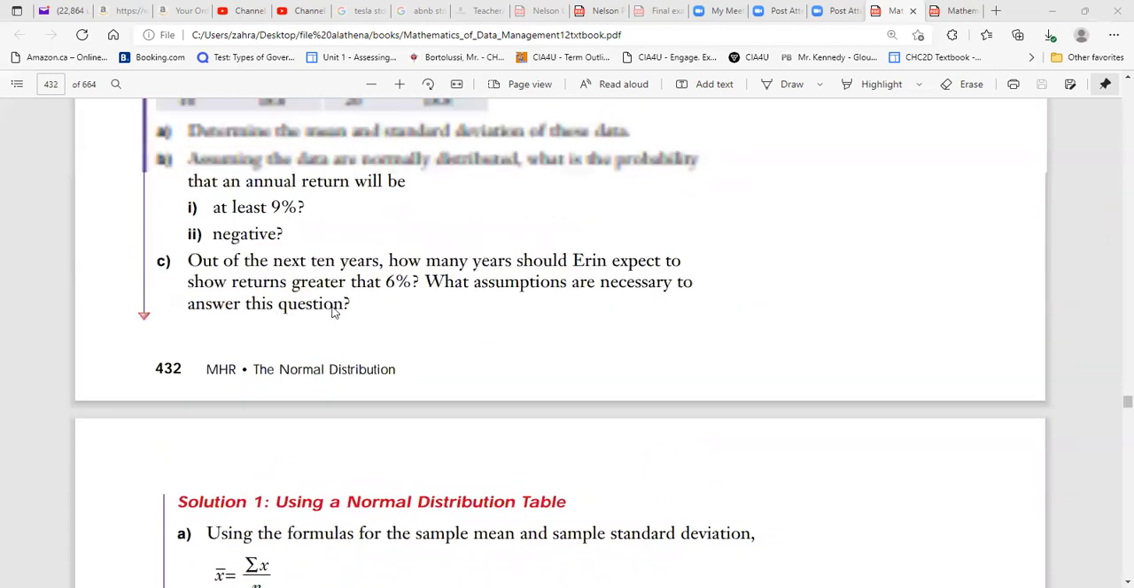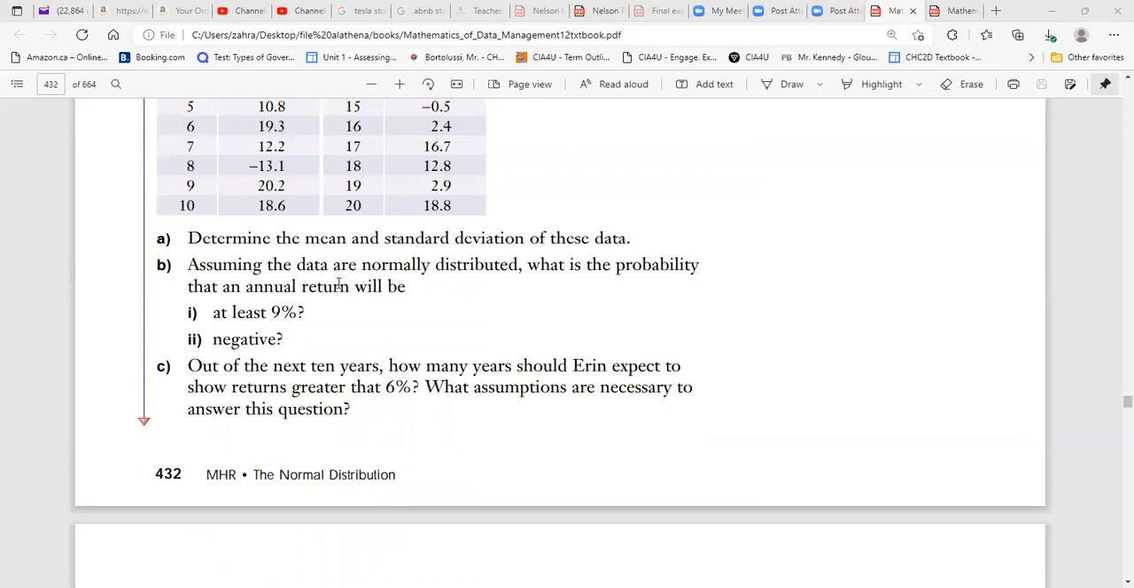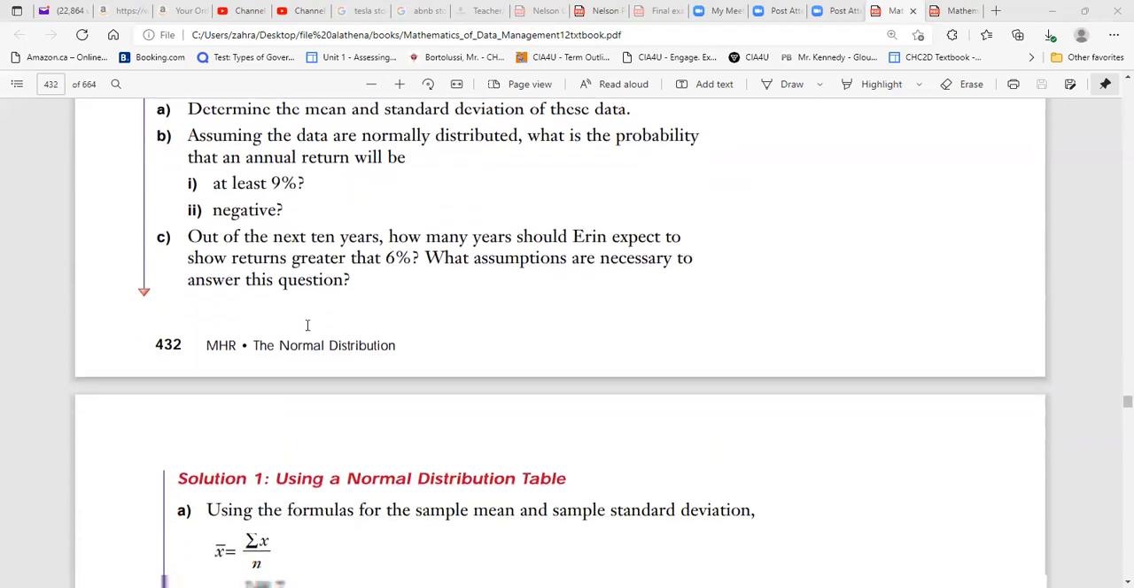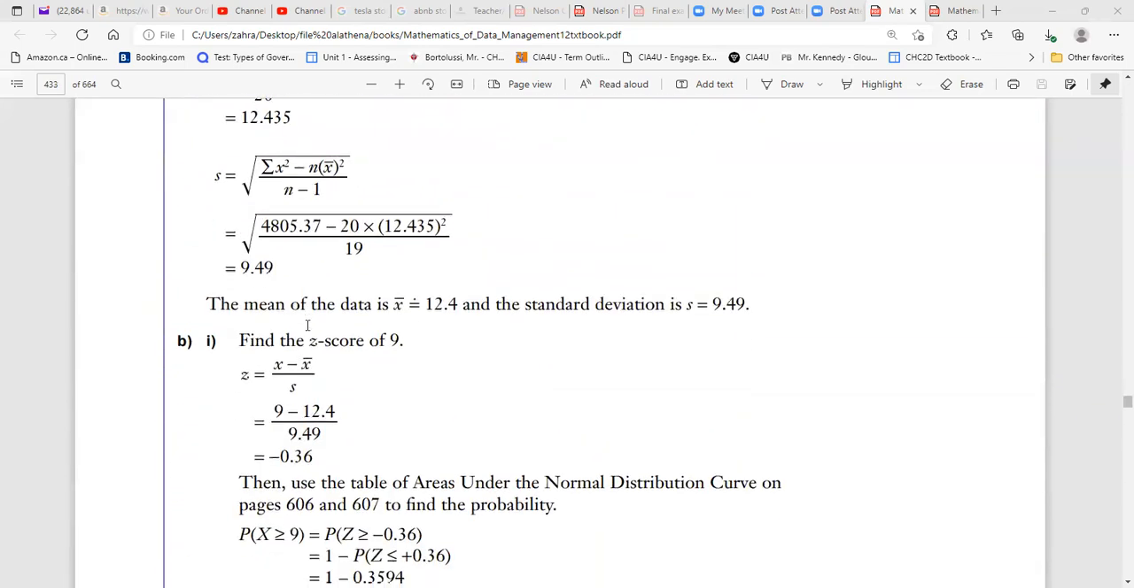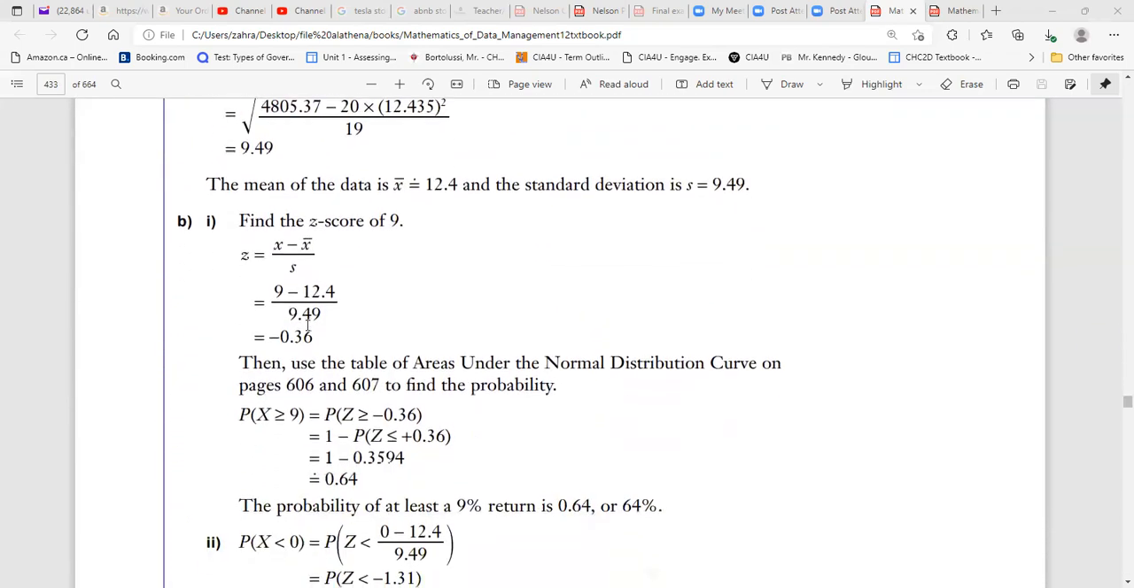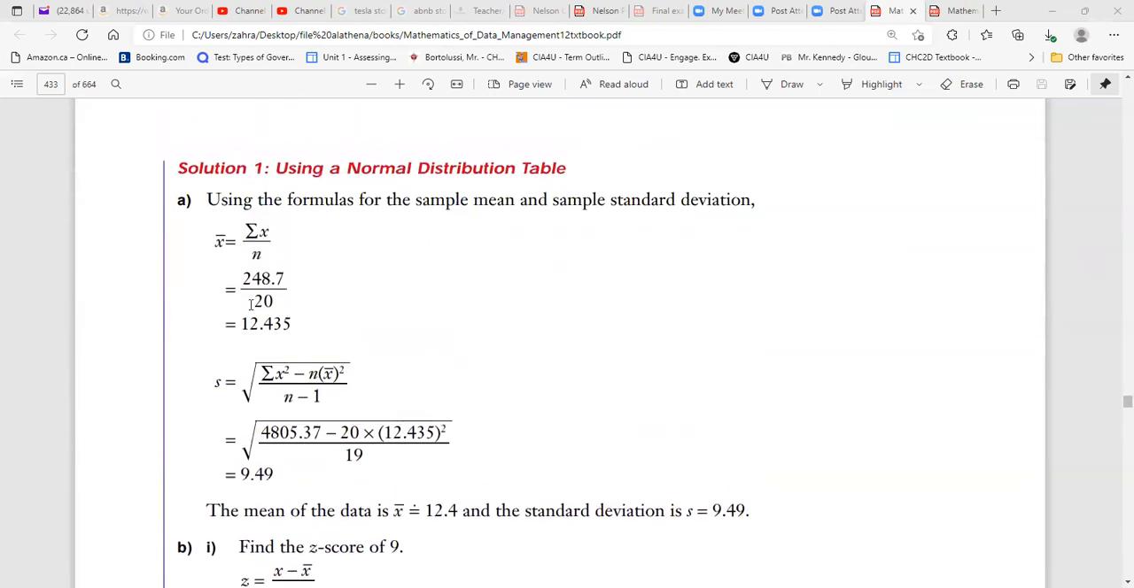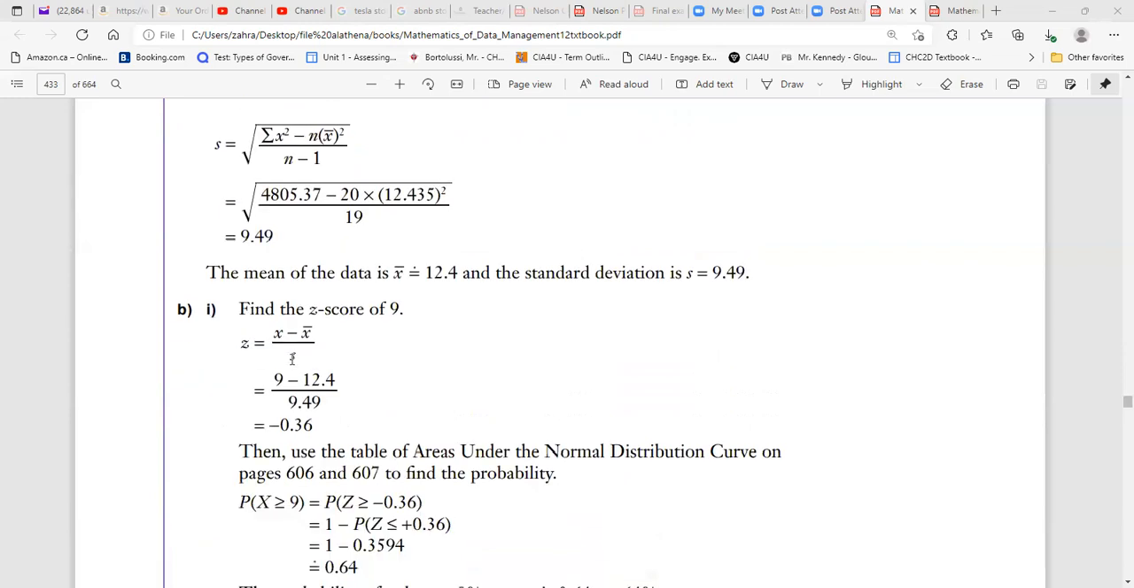Now, the question says, assume that the data are normally distributed. What is the probability that the annual return will be at least 9%? So at least 9% means you need to find a z-score for 9. When x is 9, we have x minus x bar, the mean value from the previous step, divided by the standard deviation. The z is negative 0.36.